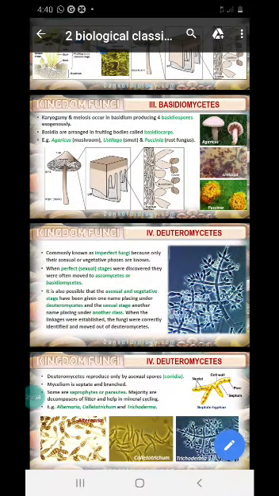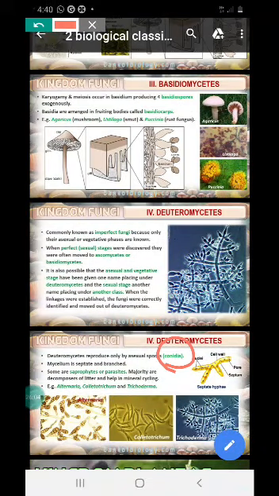Asexual means they reproduce only by asexual spores called conidia. What are they? Conidia. And some other examples are Alternaria, Trichoderma, Colletotrichum. This Trichoderma is a parasite on human beings. Even Alternaria is a parasite on human beings. Clear? So these are the examples of Deuteromycetes, which are the imperfect fungi. Clear?